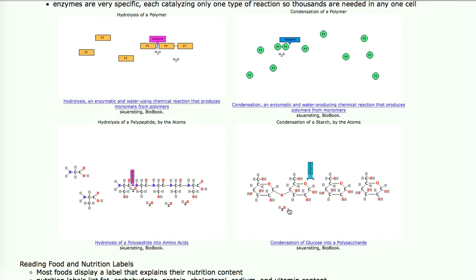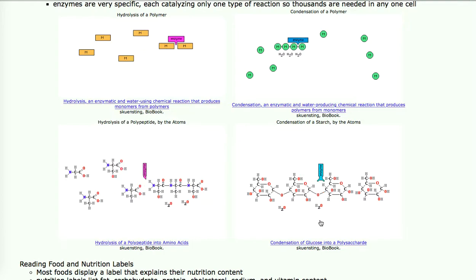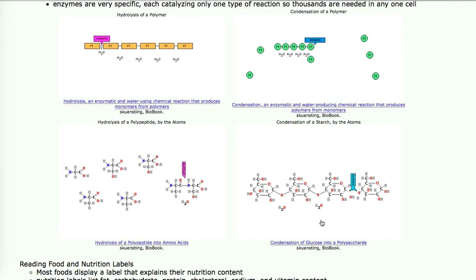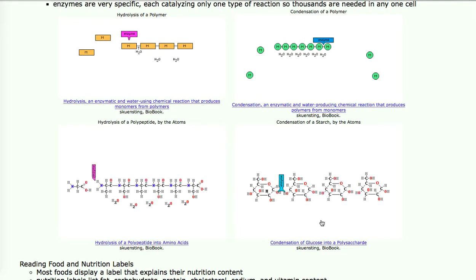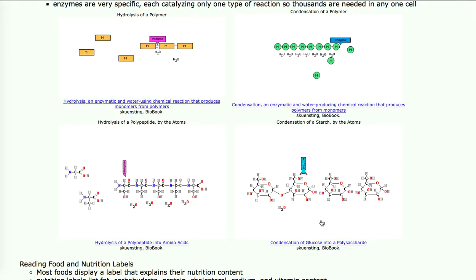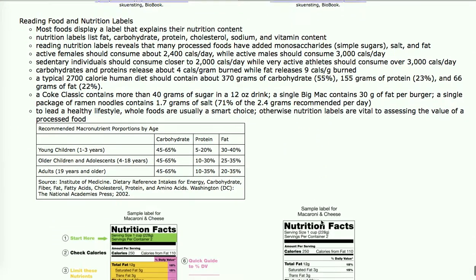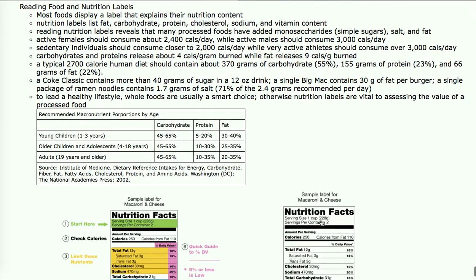Now, that concludes the energy part and the enzyme part of our molecular biology unit. The last thing I just need to mention here is food labels. We're going to talk a little bit about these in class. You need to be able to read food labels.